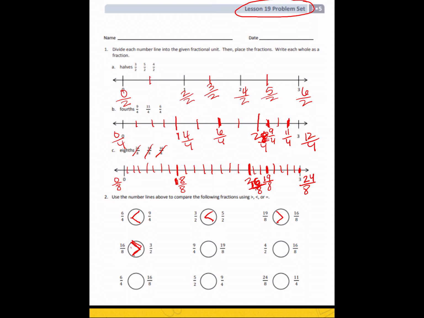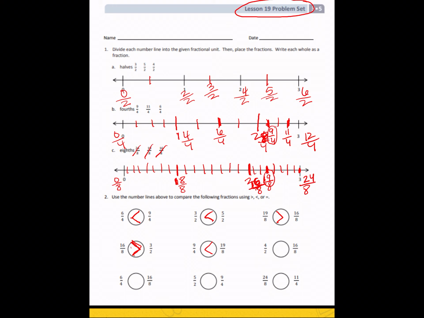9/4 and 19/8. I'm just going to look at my number lines. I see fourths by B. So I'm going to look at 9/4. I see where that's at. It's right here, right? And then 19/8 is right here. And I can see that these two actually are very, very similar. Let's see. 19/8 and 9/4. 19/8 is just a tiny bit bigger than 9/4.